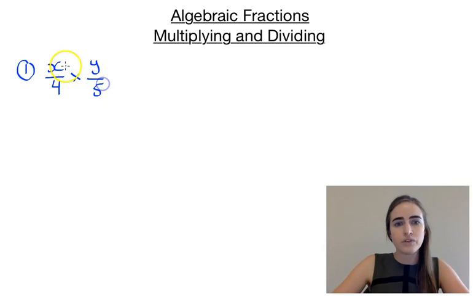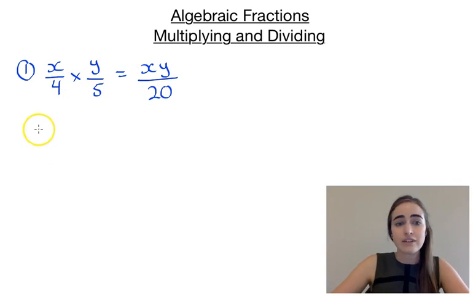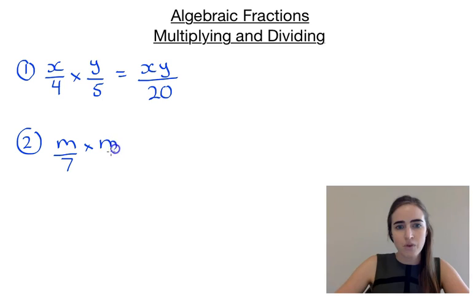In this example, we've got x over 4 times y over 5. If we multiply our numerators together, x times y, we would just write as xy, and 4 times 5 would give us 20. So that's that first example. Our second one is if we've got m over 7 times m over 3. So again, multiply the numerators. m times m would give us m squared, and 7 times 3 would give us 21.